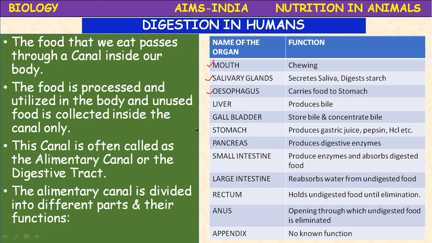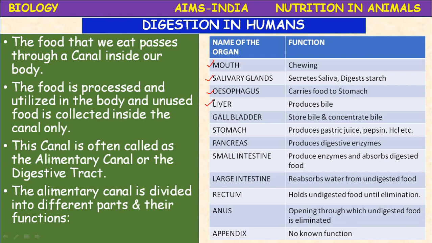Next, liver. It is an important digestive gland, the largest gland present in our body. The main function of this liver is to produce bile juice, a digestive juice. The bile juice is the only juice which lacks enzymes. There are no enzymes in the bile juice. But even though, it helps in the process of digestion. In the mechanism of digestion we will see.